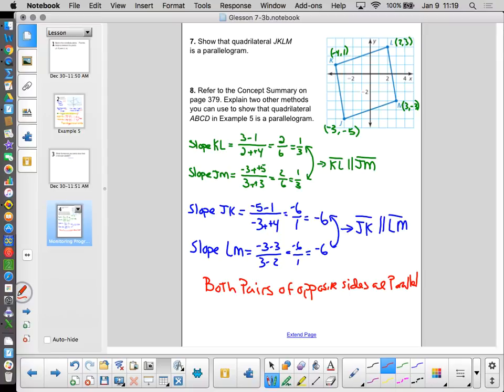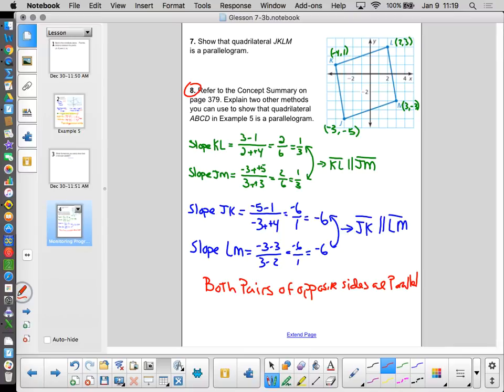I could have done it exactly the same way, number 8 here. What other methods could I have used? I could have stopped here. Instead of doing the slopes of JK and LM, I could have done the distance, the length of KL and JM, and one pair of sides, both parallel and congruent. Or I could have done all 4 distance formulas to show that opposite sides are congruent.